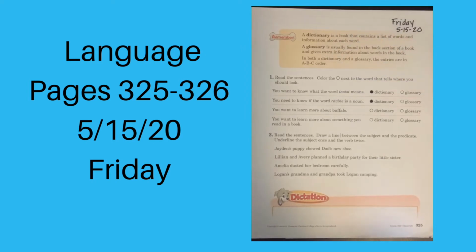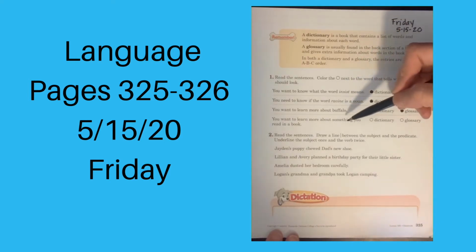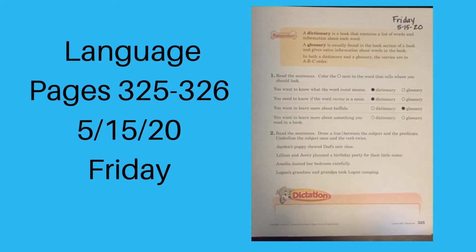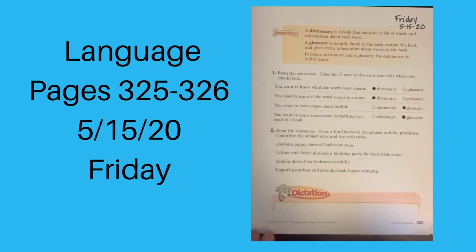The next one says if you want to learn more about buffalo, like you want something a little deeper than just knowing the meaning and if it's a noun or adjective, etc., you would go actually to your glossary. And then if you want to learn more about something you read in a book, you could go to the back of the book and look in the glossary. And this is usually in your textbooks that you'll find a glossary, not in a chapter book.